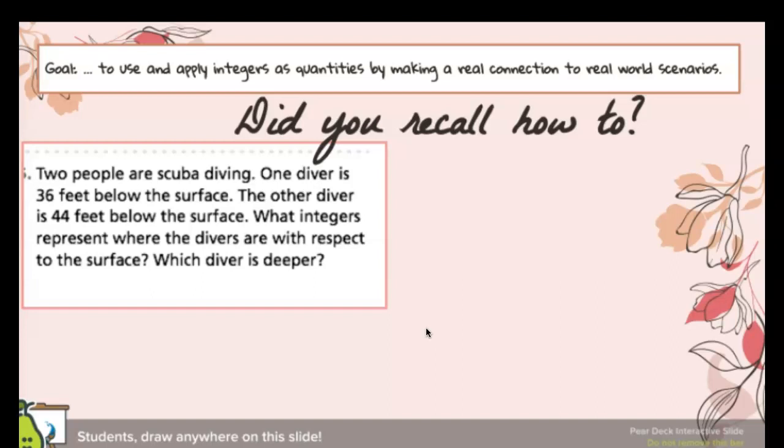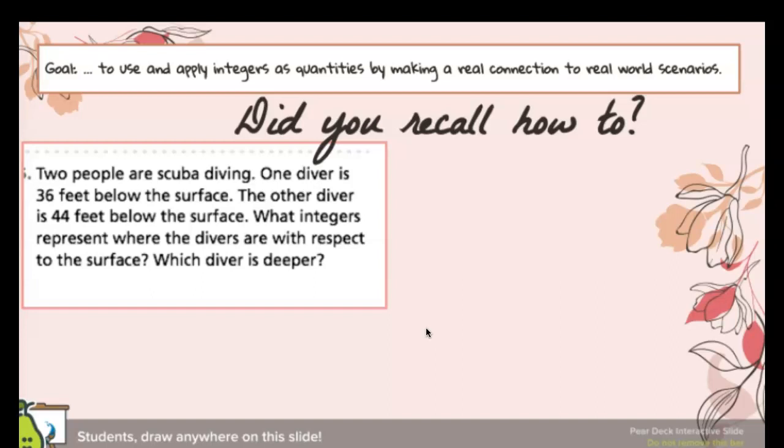But then -36 is a greater number than -44. That's true. But who is deeper? Like deep, like who goes down? Briar, would you like to add something on that? The other diver is deeper, but then I got confused because -36 is greater than -44. Oh, it doesn't ask you that. -44 is deeper. They're asking which diver is deeper.